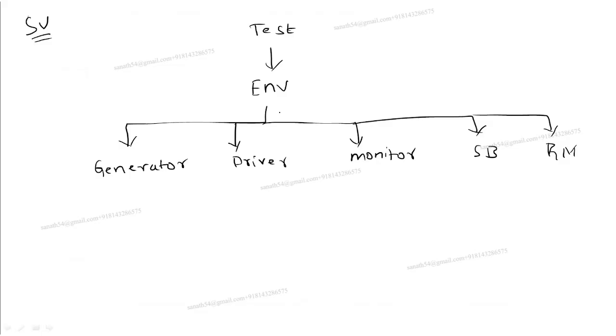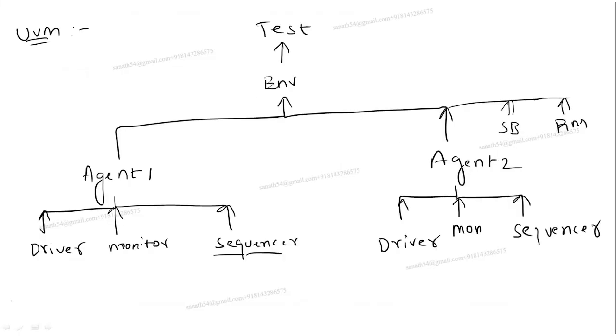So in SV you have test, environment, generator, driver, monitor, sequence, scoreboard, and reference model. And here you have test, environment, and different agents, for example for an SoC. In agent 1 you have driver, monitor, and sequencer, and in agent 2 also you have driver, monitor, and sequencer. Suppose you want to write for I2C, it will create one agent. UART will create one agent. SPI will create one agent. Like that, different models.